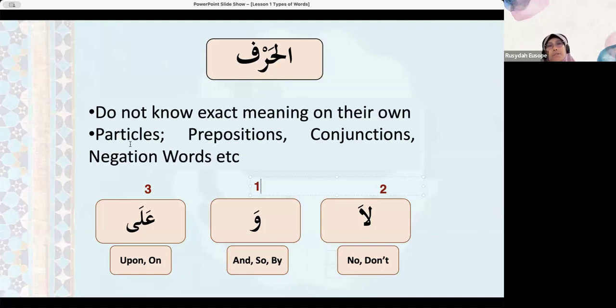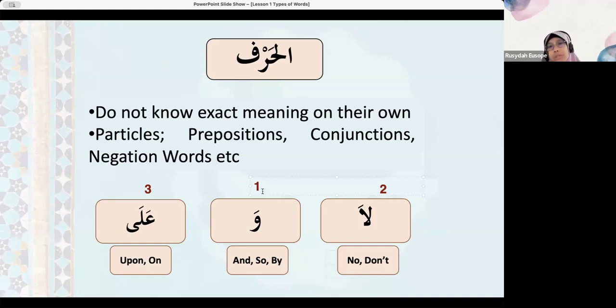I think the longest is three letters. For isim and fi'l, it's at least three, but for harf three is the max. I cannot think of more than three letters for a particle. For verbs, three is the minimum: kataba, yaktubuna, abada, three letters, and then na'budu, four letters. So that is a verb.